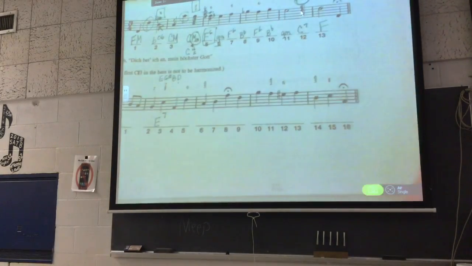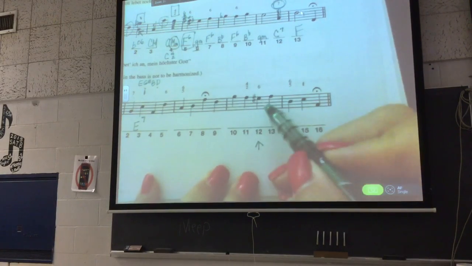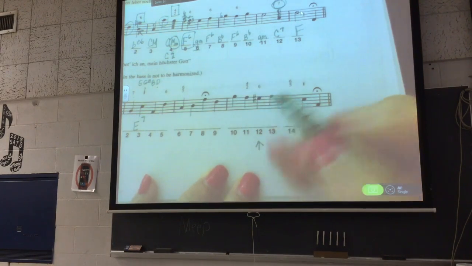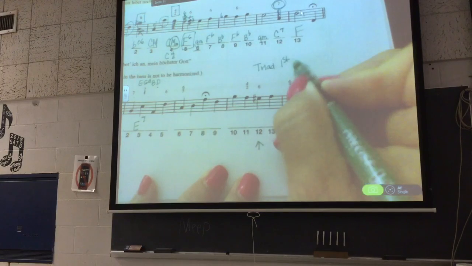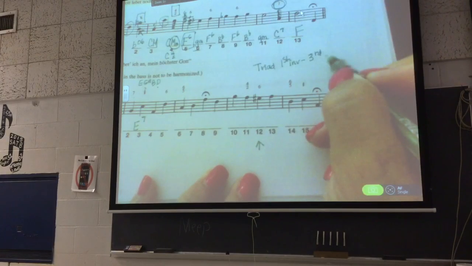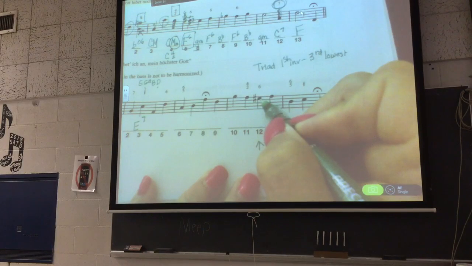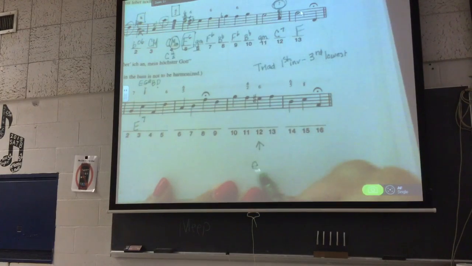Let's look at number 12, right here. We have a G sharp in the bass and a 6 above it. So I say to myself, 6 means a triad in first inversion, and I know that first inversion means that the third of the chord is the lowest note. Therefore, this note that they gave me is the third of the chord. So what is the root? It's E, then there's the G sharp they gave me, and a B.